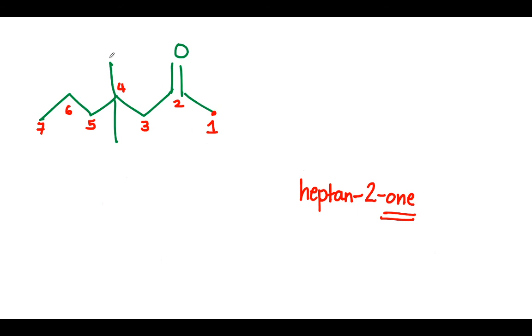And then I will have to specify any side groups that I see. So I see that on carbon number 4, I've got 2 different methyls here. So I have 4,4-dimethyl heptan-2-one. Okay, so that's how you'd name this particular ketone.